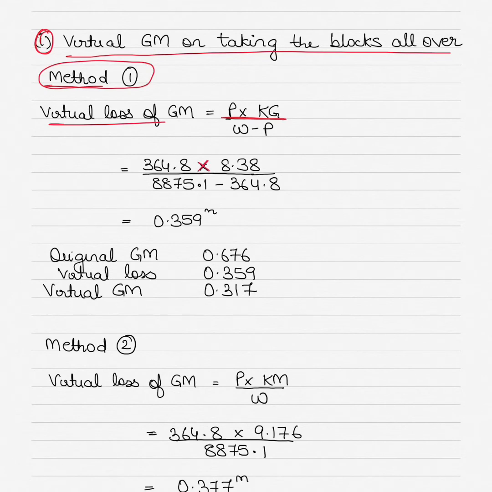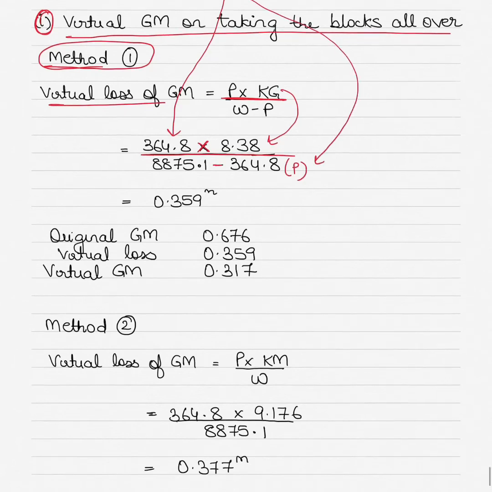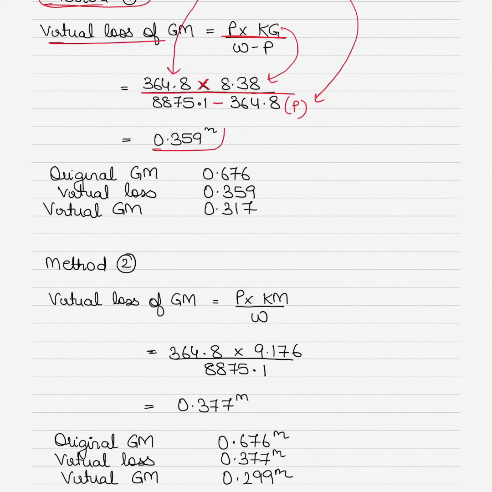So P that we calculated above, 364.766, has been written as 364.8. It doesn't matter, if you want to write 364.766 you can. This has come from here, I've just rounded it off. Multiplied by 8.38, this is the KG given to us in the question, divided by the displacement that you calculated for the relative density of 1.015 above, minus the P value again, 364.8. This is again the P value that you calculated above, right? The virtual loss of GM that you get is 0.359 meters when the vessel is sitting on the blocks all over.